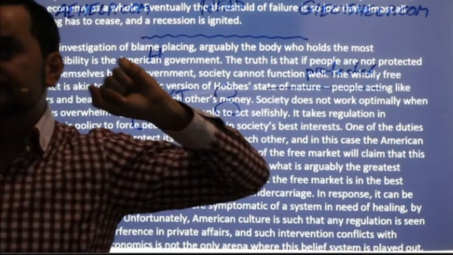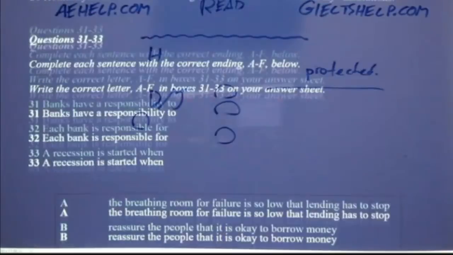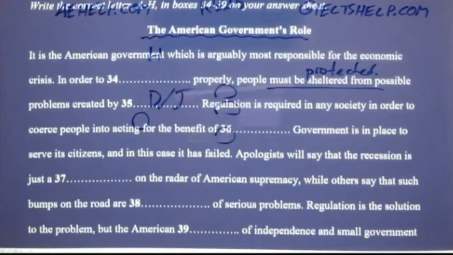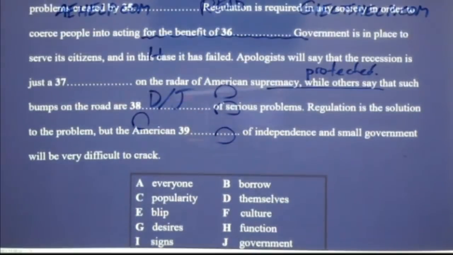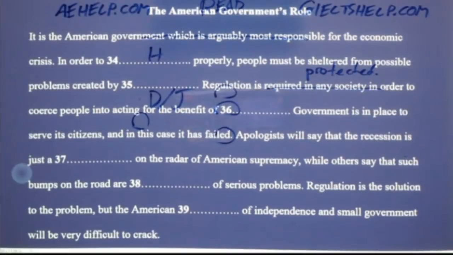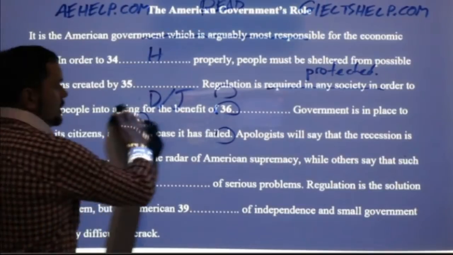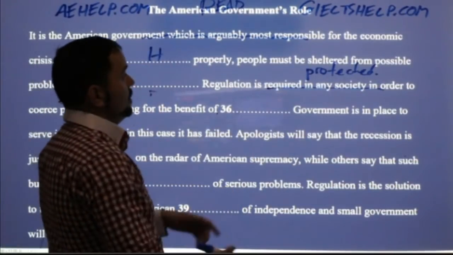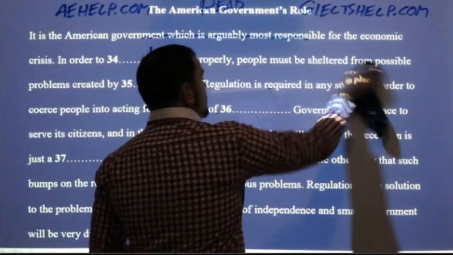That's another way I can build confidence that I have the correct answer. If people are not protected from themselves, right? Themselves is D, so I'm going to keep D. Does that make sense? Don't forget, this is not a summary of the whole passage, it's a summary of the American government's role.